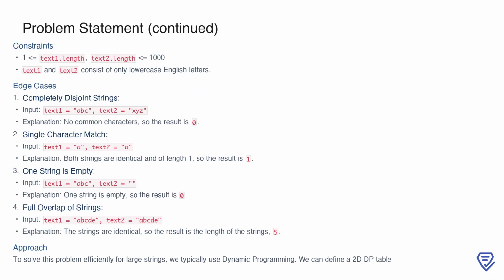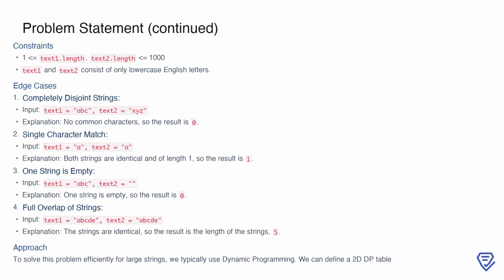When solving this problem, there are a few constraints and edge cases to keep in mind. First, both strings have lengths between 1 and 1000, and they only contain lowercase English letters. Edge cases include scenarios like completely disjoint strings, such as text1 equals ABC and text2 equals XYZ, where the result is 0 because there are no common characters. Another case is when both strings contain a single matching character, like text1 equals A and text2 equals A. Here, the result is 1 because the strings are identical and of length 1.